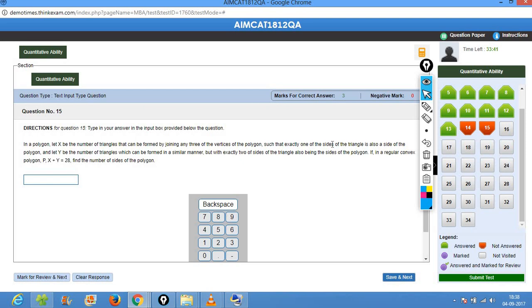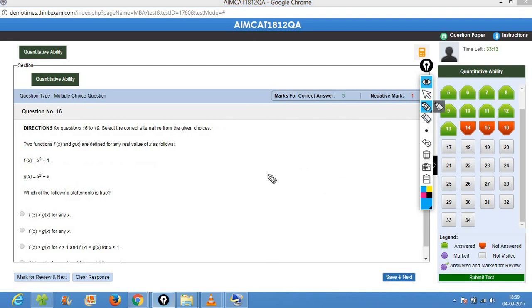Database question. In a polygon, let x be the number of triangles that can be formed by joining any three vertices of the polygon. Exactly one of the sides of a triangle is also a side of the polygon. Polygon, polygon, a lot of polygon. My God. Let's see in the next round.